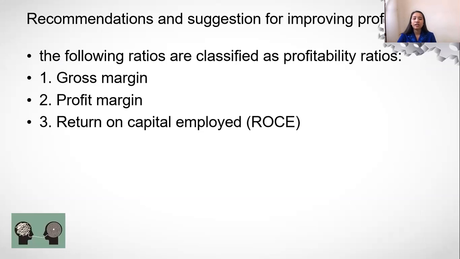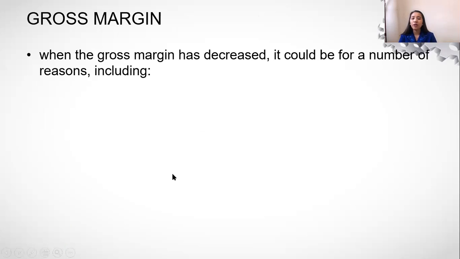So recommendation and suggestion for improving profitability. But remember, profitability ratio is divided into 3. The first one is the gross margin, then profit margin, and return on capital employed, or ROCE. So we want to find recommendations and suggestions from these 3 items. The first one is gross margin.